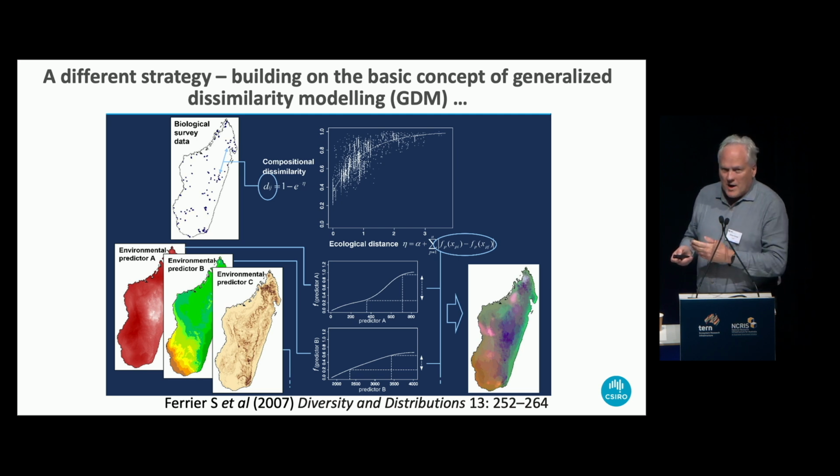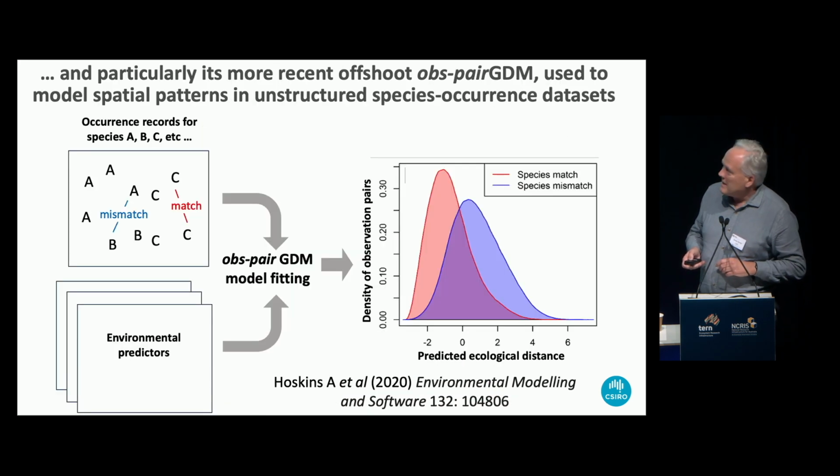And this is derived from a technique that I've developed and worked with for 25 years now, called generalised dissimilarity modelling. And this normally works with modelling the turnover in community composition between pairs of locations in a landscape as a function of where those locations are, both in geographic and environmental space.